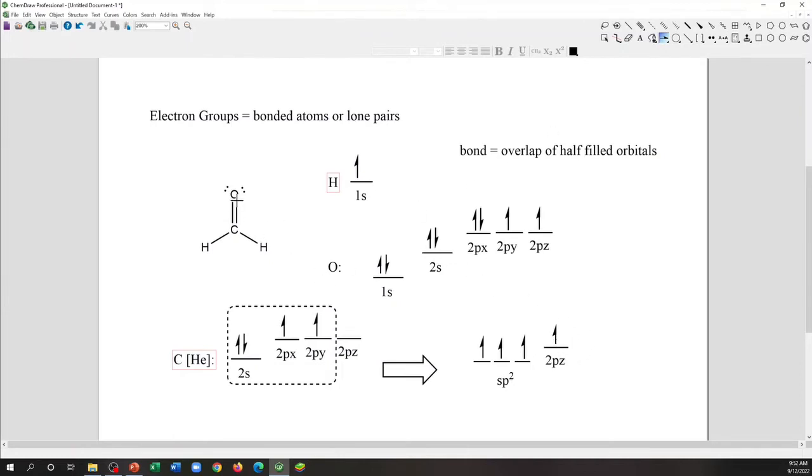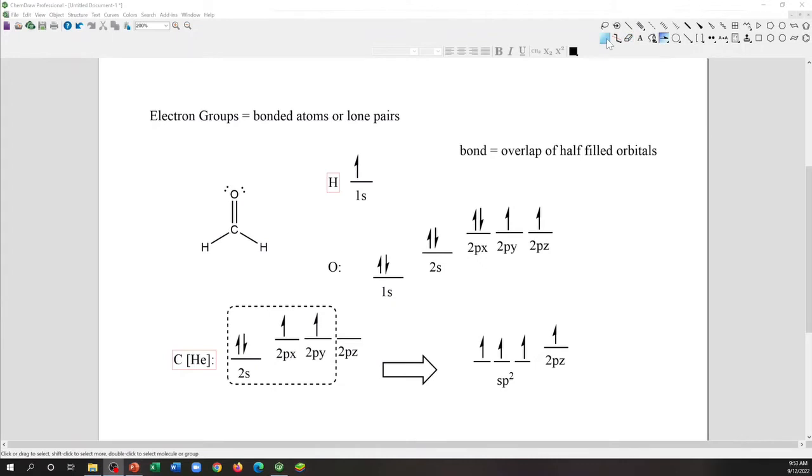So now you should be able to answer the question of what is the hybridization of the oxygen based on the number of electron groups. Pause the video, see if you can come up with an answer, and then restart the video, and you'll see if your answer matches mine. Let's see how you did.